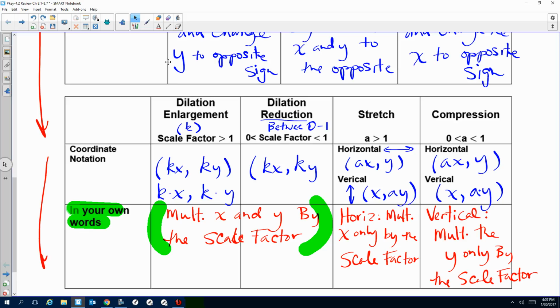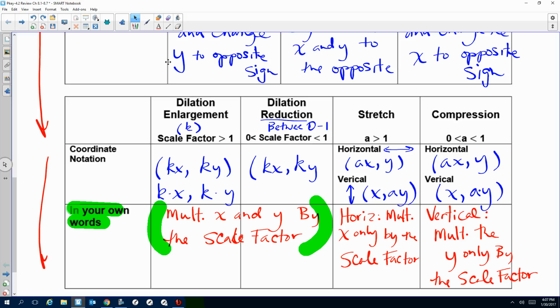Stretch is, we can have horizontal stretch or vertical stretch. That's when our scale factor is greater than 1. And horizontal, you just multiply the x only. So we're multiplying x only by the scale factor. Vertical is when we multiply the y only by the scale factor. A compression is when it's between 0 and 1. So we're looking at fractions or decimals.